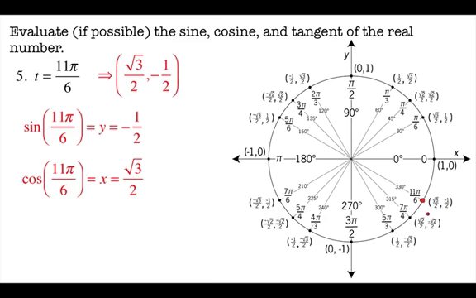Tangent is y over x. You have to do a little bit of rationalizing denominators here, but you should have no problems coming up with this. If you do, talk to me in class.